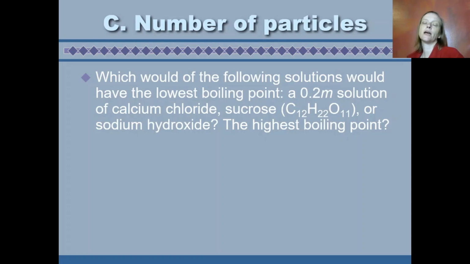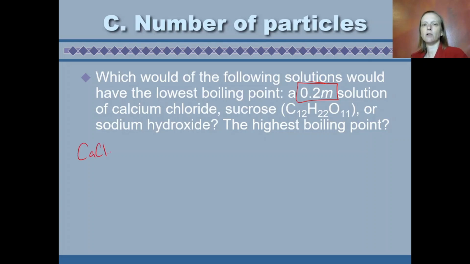Let's look at another example. Which of the following solutions would have the lowest boiling point? A 0.2 mole solution of calcium chloride, or of sucrose, or of sodium hydroxide? And then which would have the highest boiling point? Okay. All of my solutions have the same molality, so I don't have to worry about that. I just need to think about how many particles each one forms in solution.